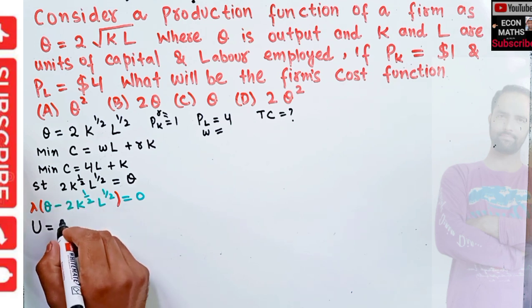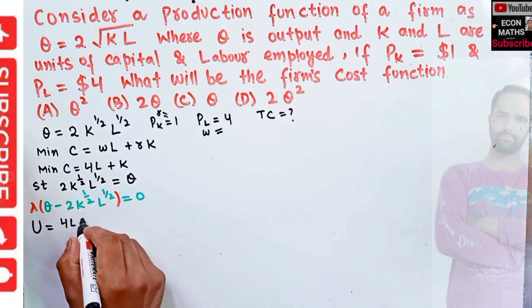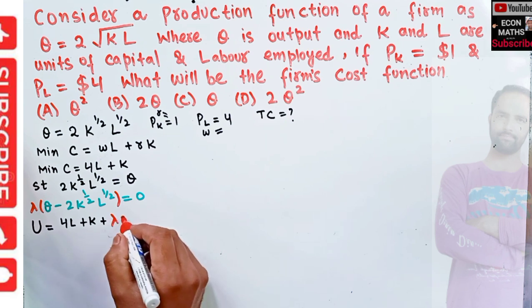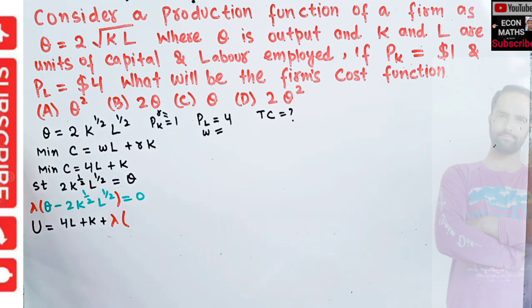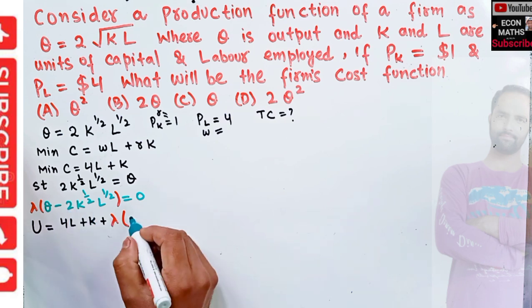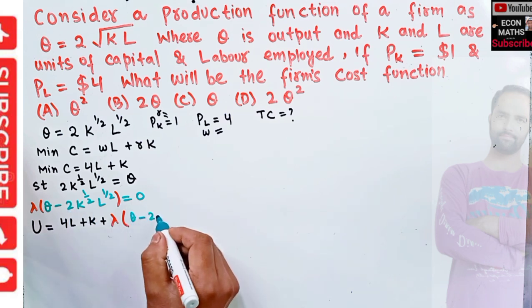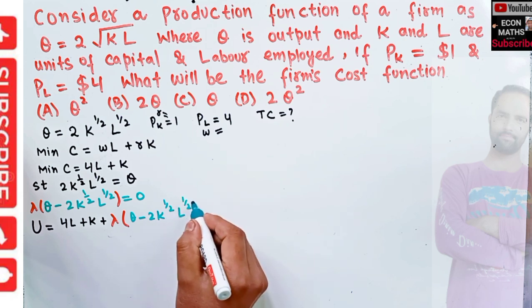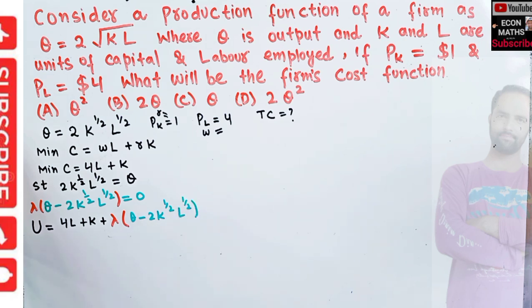So our Lagrange's function will be 4L plus K plus lambda times Q minus twice K to the power 1 upon 2 L to the power 1 upon 2, and this is our Lagrange function. Now to find the optimal values of labor and capital, we partially differentiate this Lagrange's function with respect to labor, capital and lambda and set them equal to 0 simultaneously.